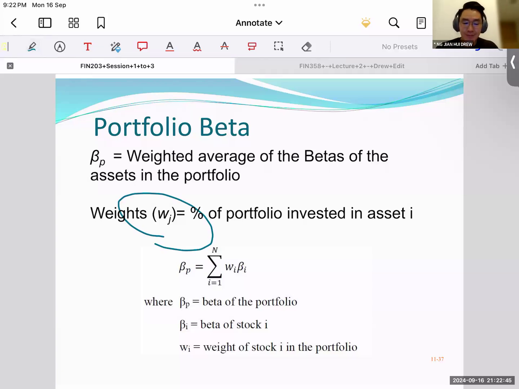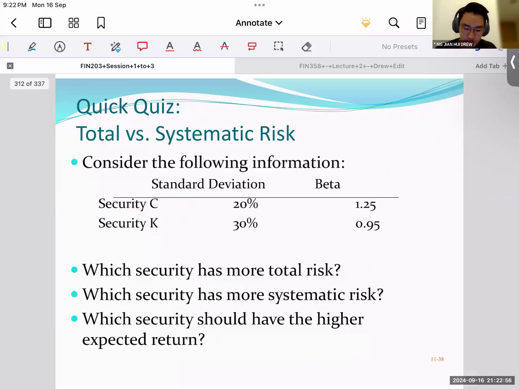Okay, so the portfolio beta is simply the weighted average of individual betas for stocks in the portfolio. Okay, so a quick concept check, right? Which security has more total risk? C or K?